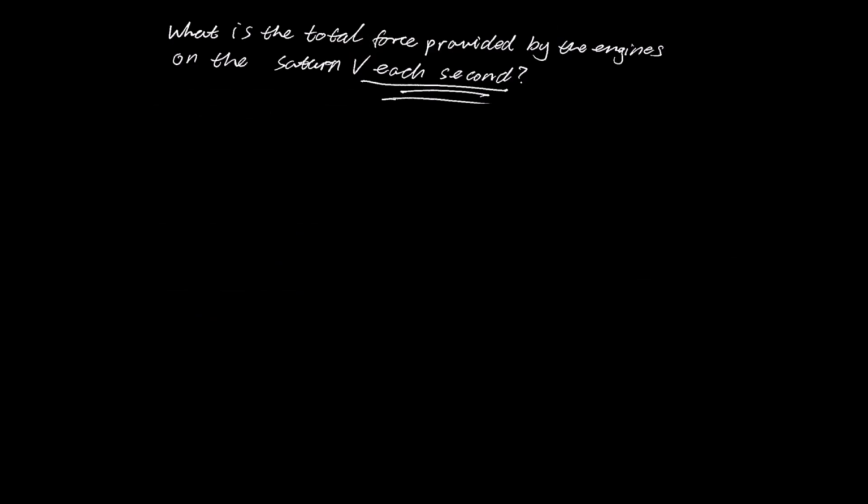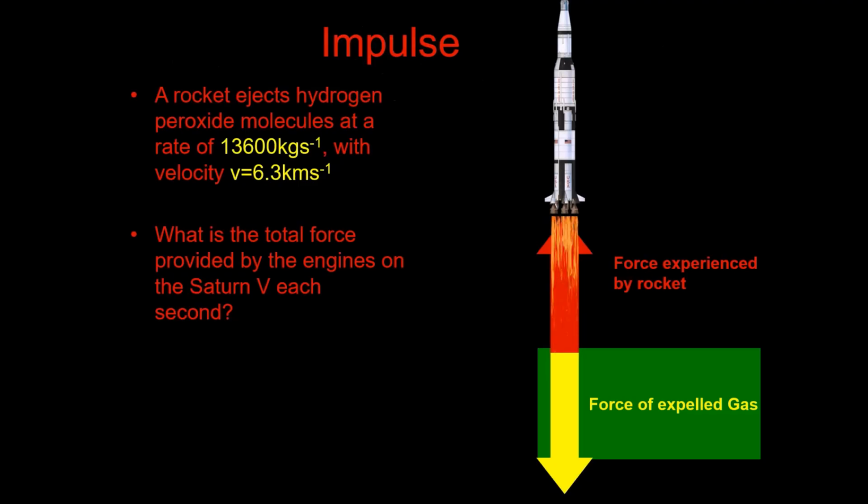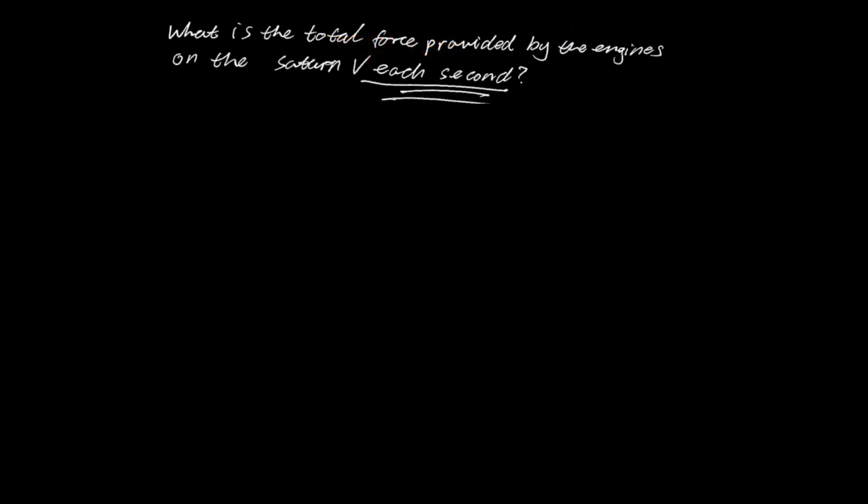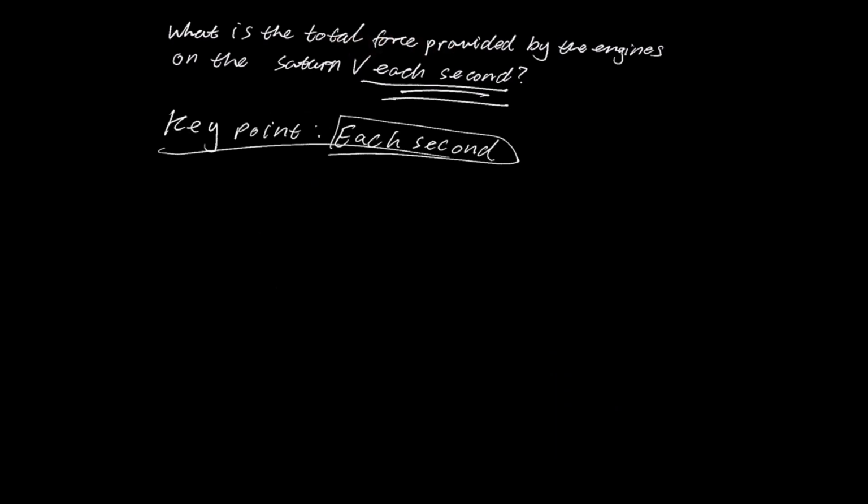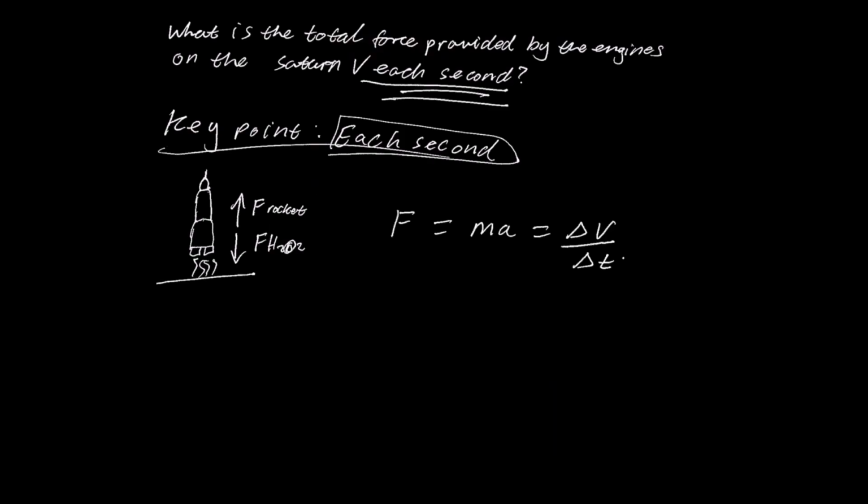It says each second. And if you take a look back briefly, this is a rate in kilograms per second, and this is a velocity in kilometers per second. So you have to see the trick here. So key point, each second. There's our little diagram. Remember, your diagrams don't have to be beautiful, as per that one.